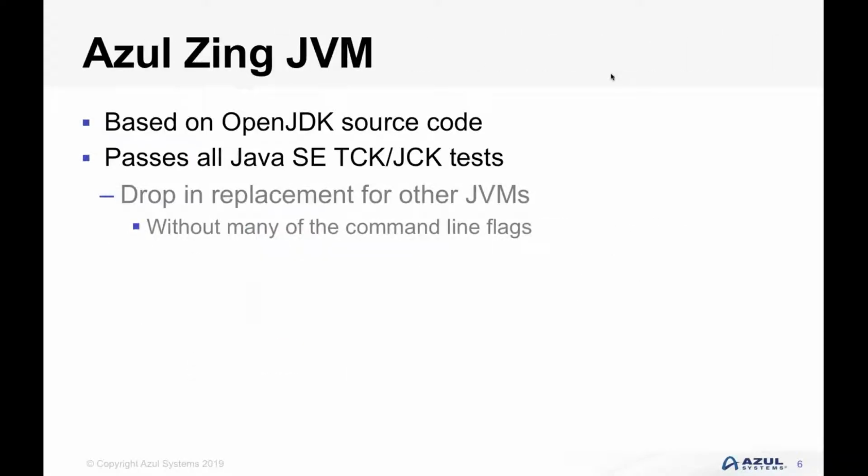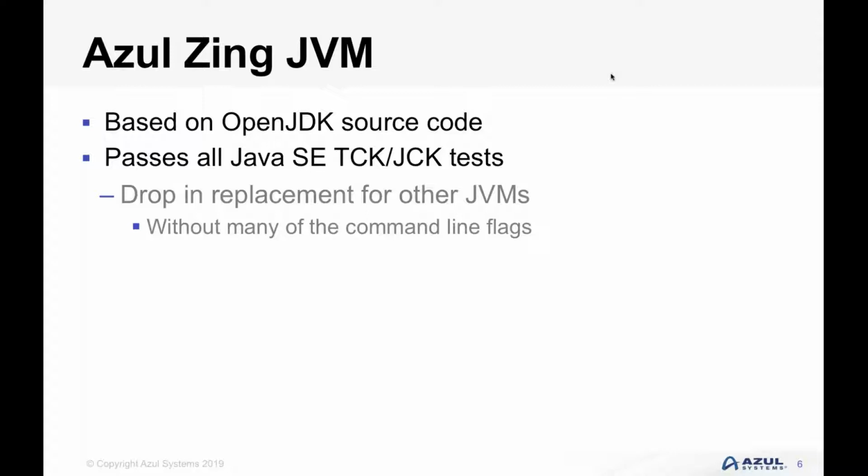So in terms of what Zing is, it is a JVM. And we start off with the OpenJDK source code. So this is an open source reference implementation for the Java SE standard. We take that and we modify it in terms of the garbage collector, in terms of some of the compilation. And then once we've done that, we make sure that it still is fully conformant with the Java SE specification.